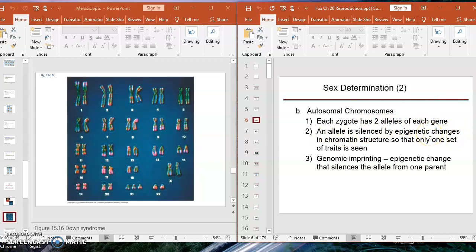Now, what an epigenetic change is, so again, as I was alluding to, each zygote has 2 alleles of each gene. But in most cases, both are expressed. But an allele can be silenced by something called an epigenetic change. Now, epigenetics, you can look that up, is outside the genetics, above the genetics. And what it is, you aren't actually changing your genetic code. You're actually silencing some genes by chemical action. The chemical action would be to put something that blocked the expression of the gene.